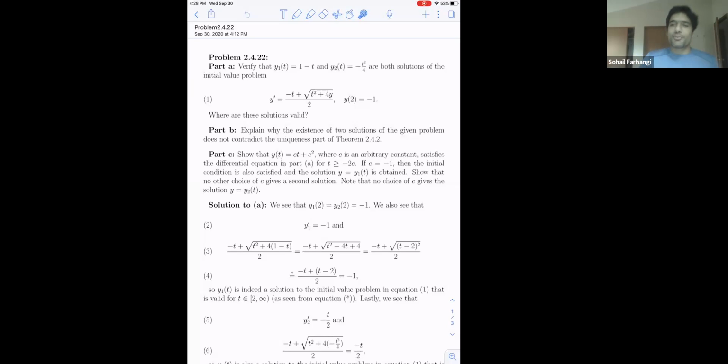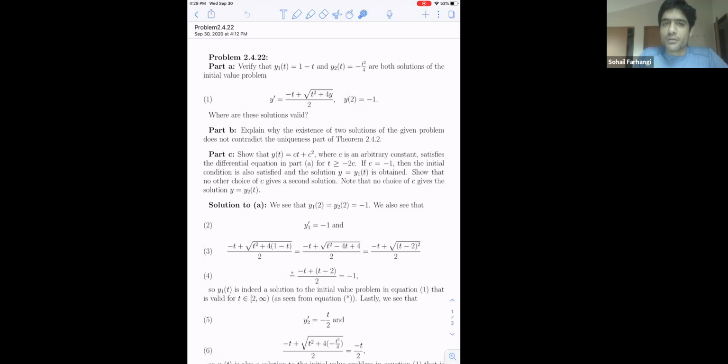Today, we're going to do problem 22 from section 4 of chapter 2 of the 10th edition of Boyce and DiPrima. So it's a three-part problem, and basically the point of this problem is to show you some of the weird stuff that can happen when you solve differential equations that are not linear. And hopefully at the end of this, you'll better appreciate solving linear differential equations because they don't have this weird behavior.